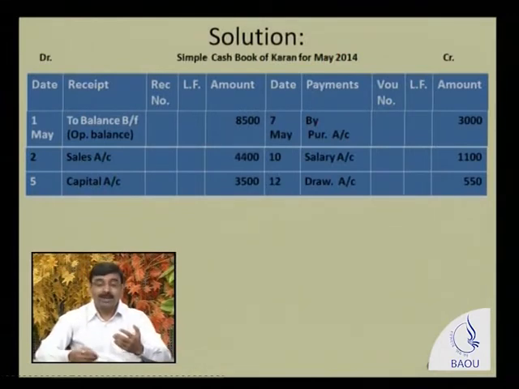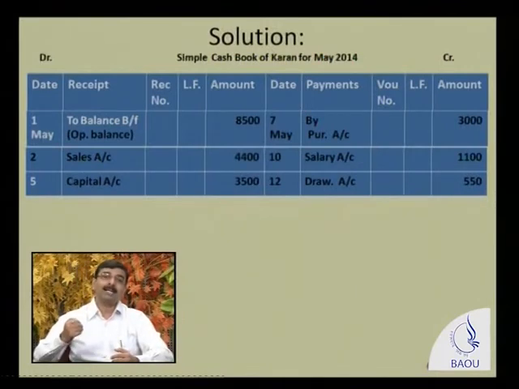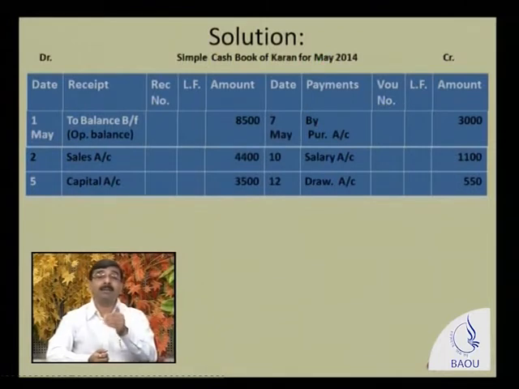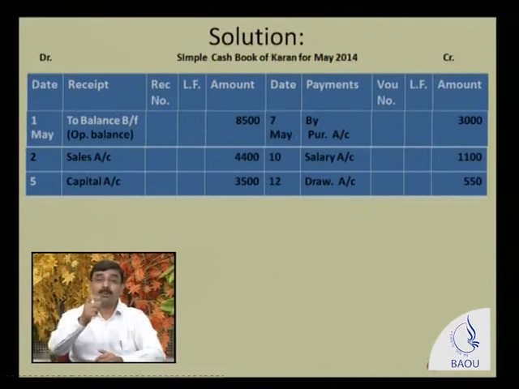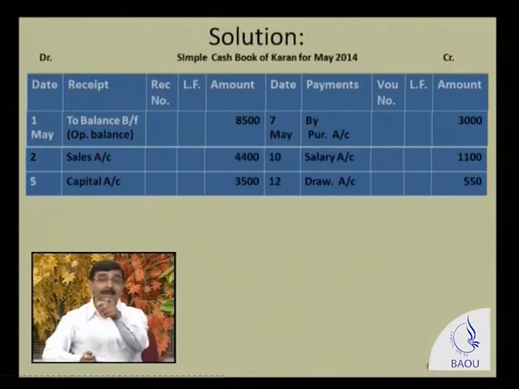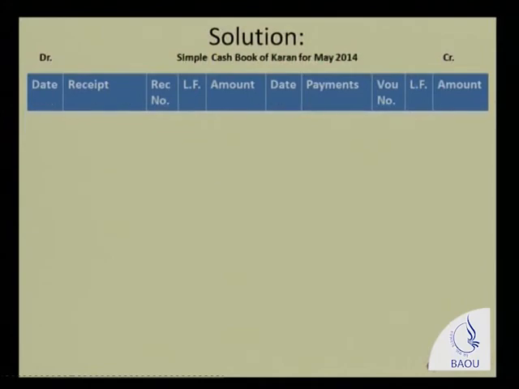But what goes out? Cash goes out. On the basis of a real account, cash goes out, so the cash account is credit. So the journal entry is purchase account debited to cash account. It would be recorded on the right hand side, that is the credit side, by purchase account, the opposite name. We are preparing this cash account, so the opposite name is purchase, the date is 7th, by purchase account, and the amount is rupees 3000.